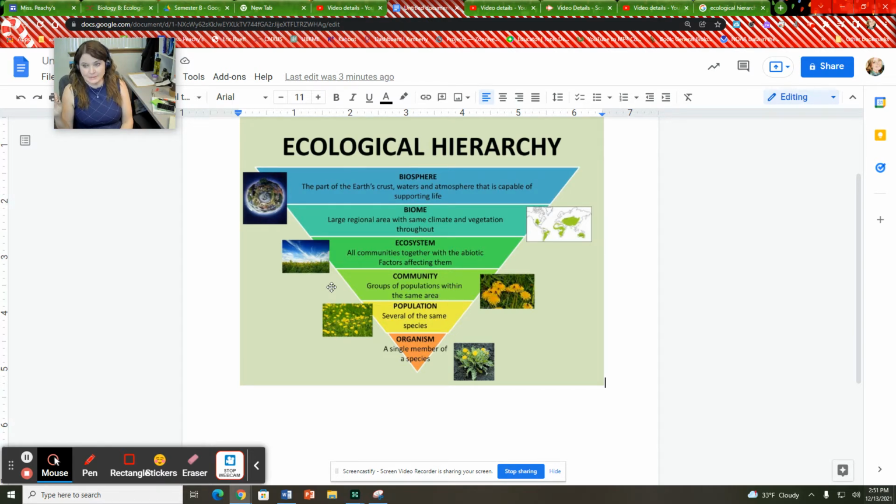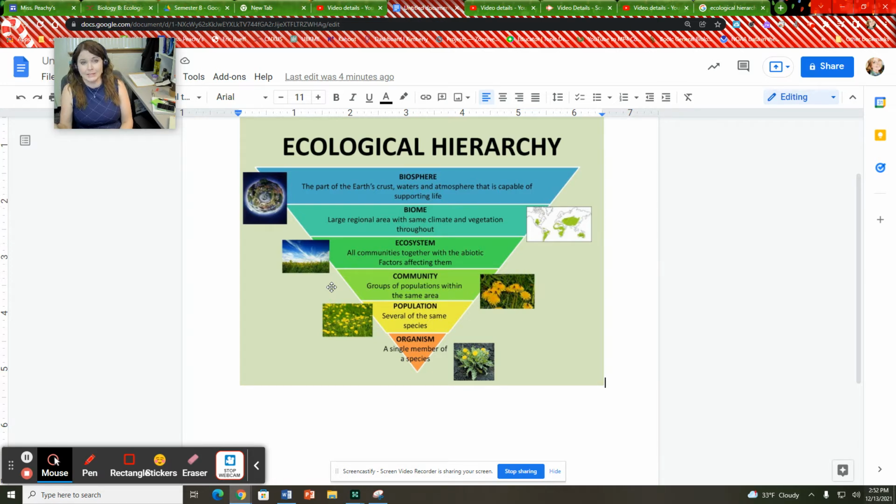Then we have ecosystems. An ecosystem is all the living things, all the different types of organisms that live there, along with the abiotic factors that affect them. Abiotic means non-living factors, things like the amount of sunlight they receive, the amount of rainfall, the pH of the water, the soil type. There are so many different abiotic factors you can think of when you brainstorm what is found within an ecosystem.